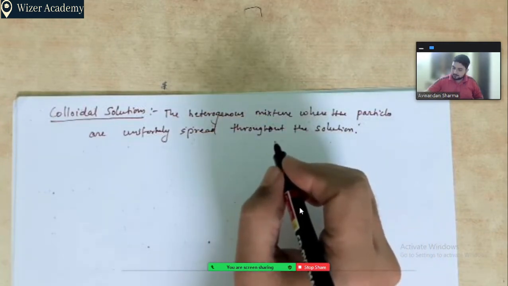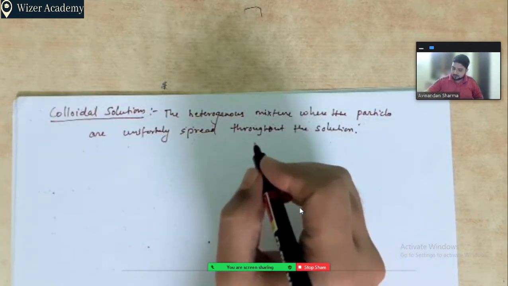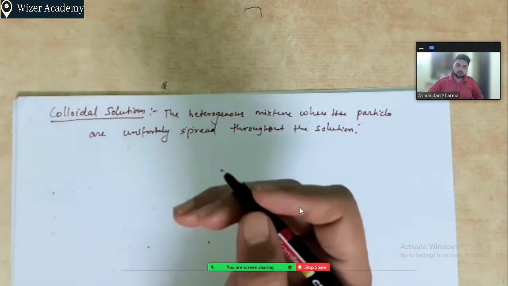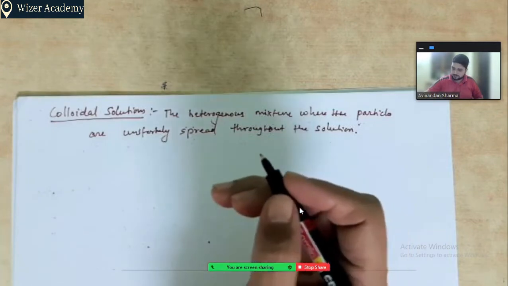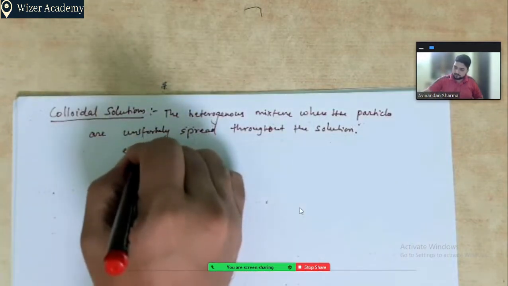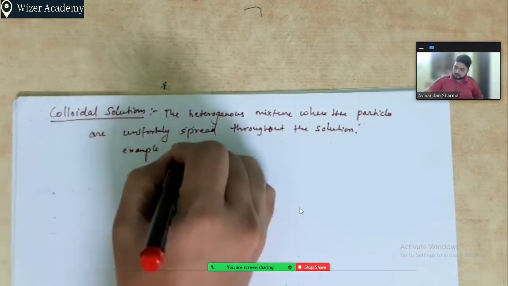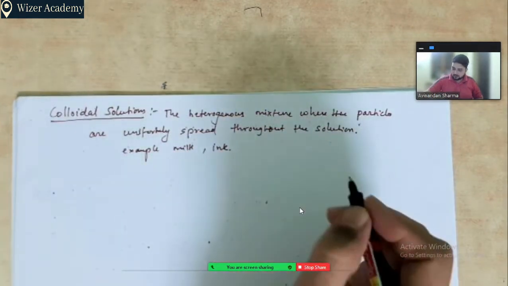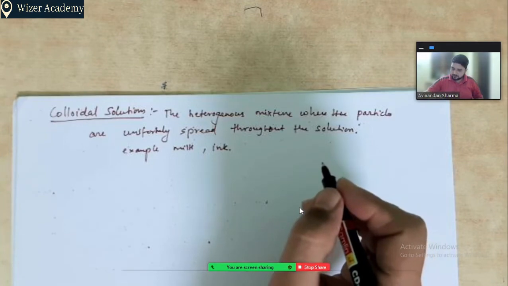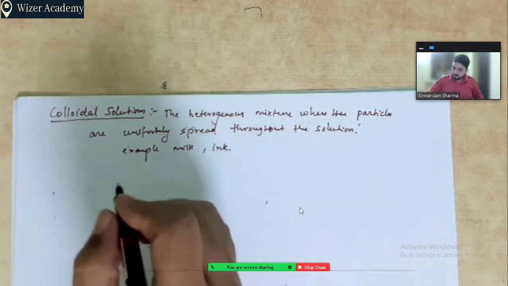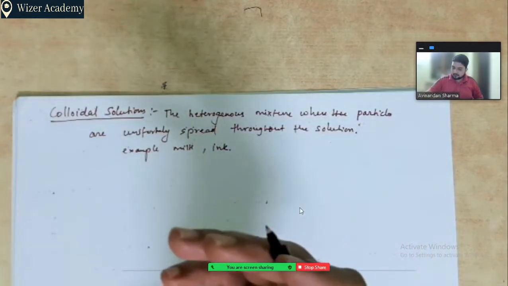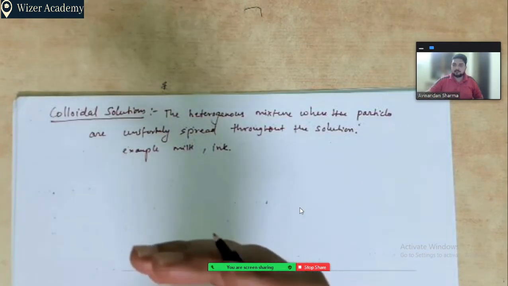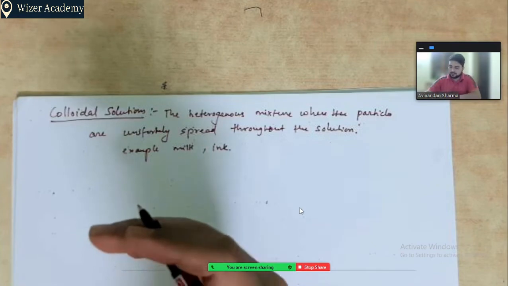It is an example of a heterogeneous mixture. It is not homogeneous. It appears to be homogeneous, but it is actually heterogeneous. Examples you can write down: milk, ink. These are all examples of heterogeneous mixtures. Because of the smaller size of colloidal particles, we cannot see them with the naked eye. The particles inside the milk or ink, we cannot see them with the naked eye.